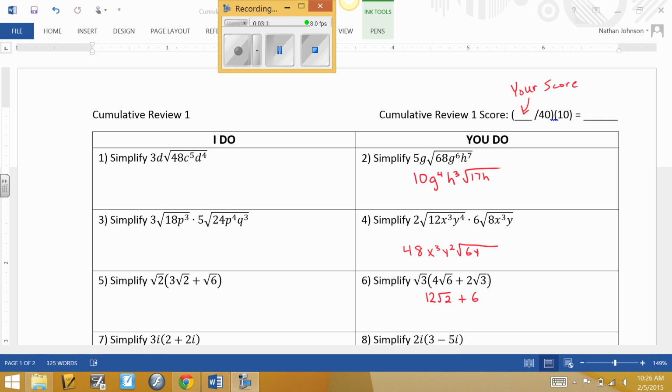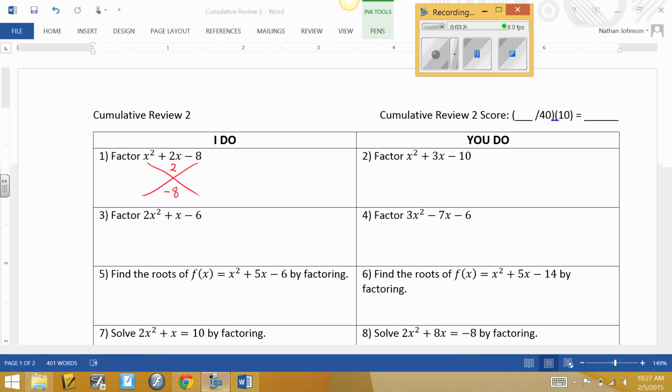Okay, pause the video here while the students gather their scores, and we'll get back together here in a minute to go through Cumulative Review 2. We'll go through Cumulative Review 2 in the same fashion we went through Cumulative Review 1. I'll do the problem on the left, and you do the problem on the right.